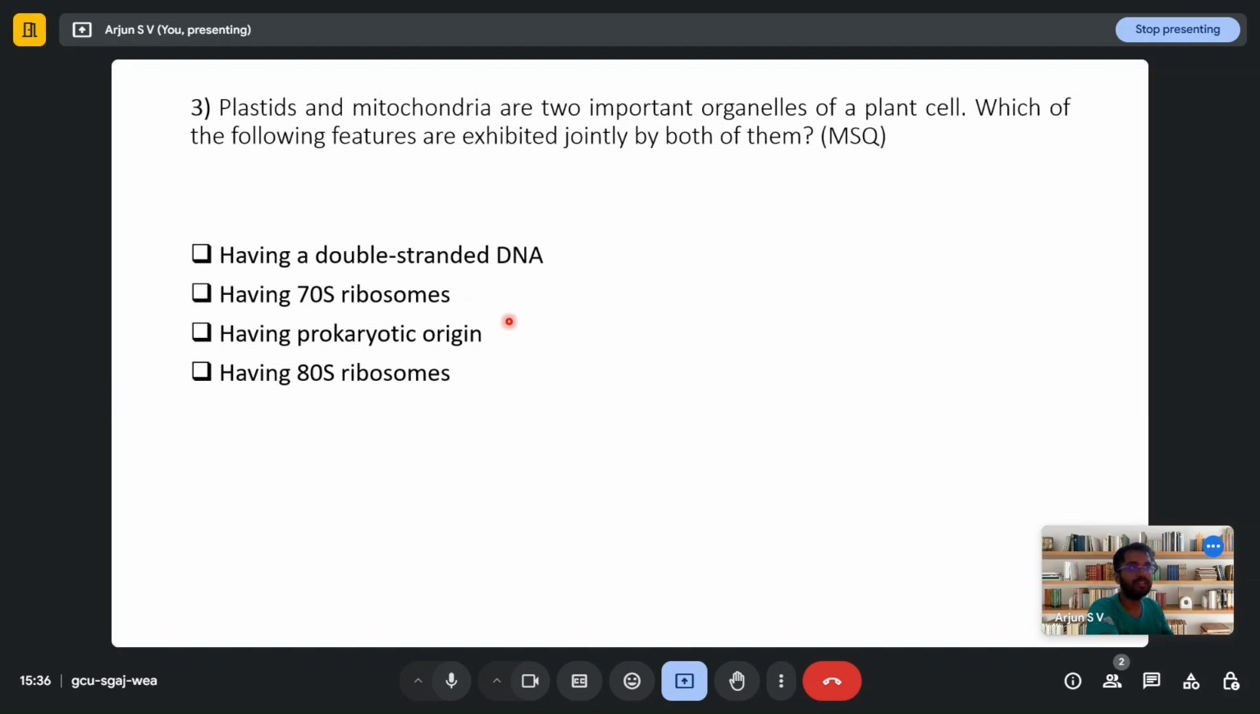So, the question is, plastids and mitochondria are two important organelles of a plant cell. Which of the following features are exhibited jointly by both of them? And the options are having a double-stranded DNA, having 70S ribosomes, having 80S ribosomes, and having prokaryotic origin.